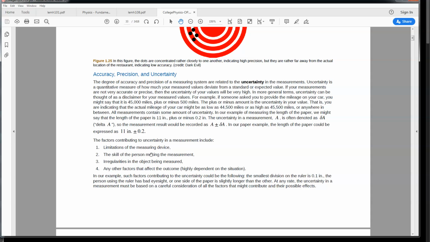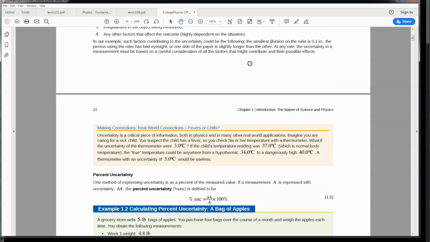So there are different types of examples that you can give here. But in our example, such factors contributing to the uncertainty could be the following. For example, the smallest division on the ruler is 0.1 inch, meaning that you cannot go any higher in resolution. Or the person using the ruler has bad eyesight, right? Or one side of the paper is slightly longer than the other, meaning that creates problems in your measurements. At any rate, the uncertainty in a measurement must be based on a careful consideration of all the factors that might contribute and their possible effects, right?